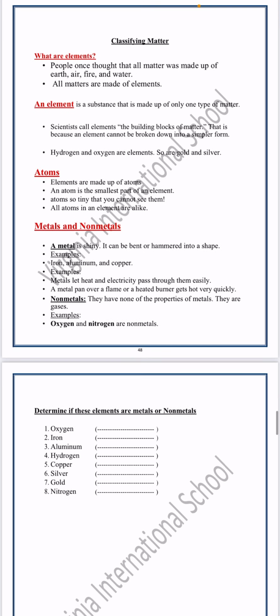We have metals and we have non-metals. Metals are shiny, and they can be bent or hammered into different shapes. We have many examples of metals, like iron, aluminium, and copper, like gold and silver. And also the metals allow heat and electricity to pass through them easily, but the non-metals don't have any of these properties of metals.